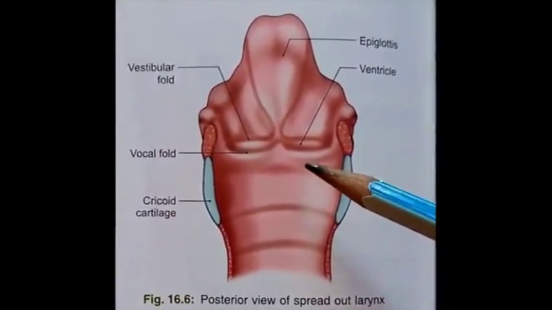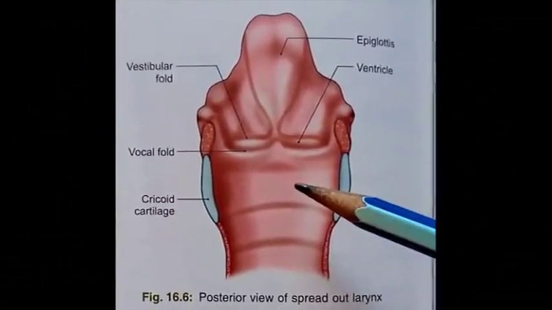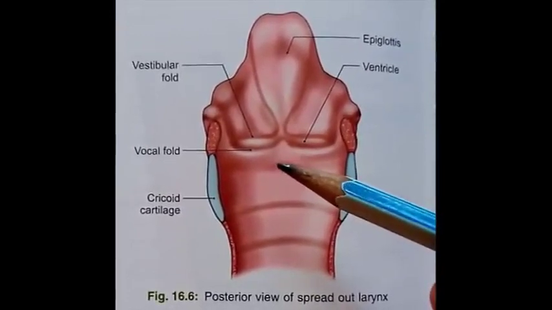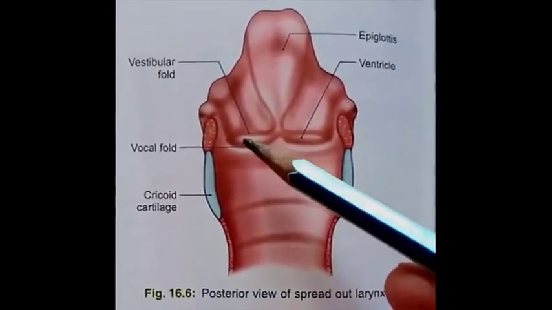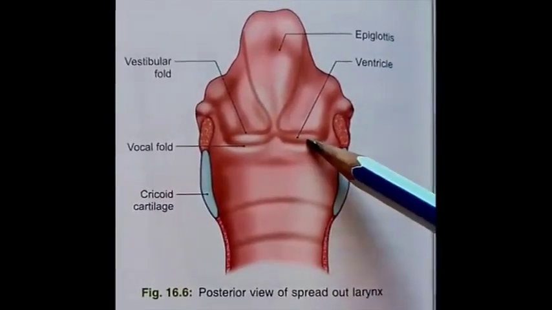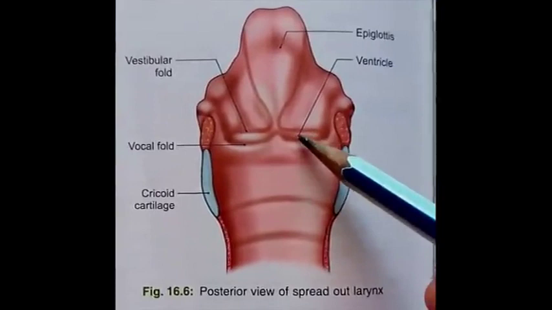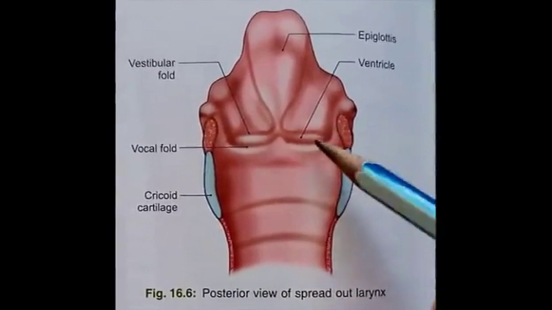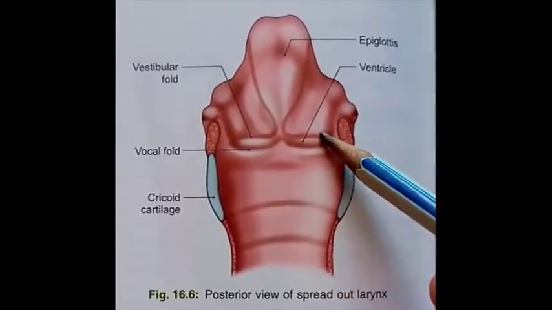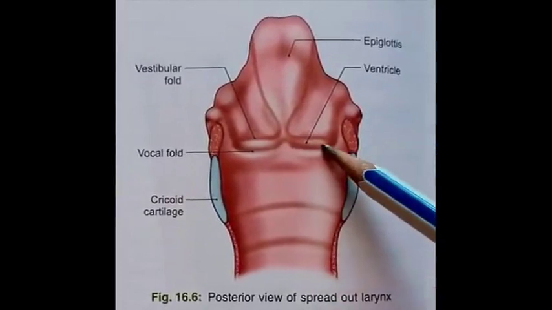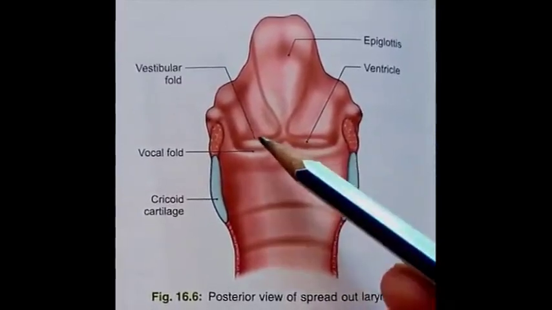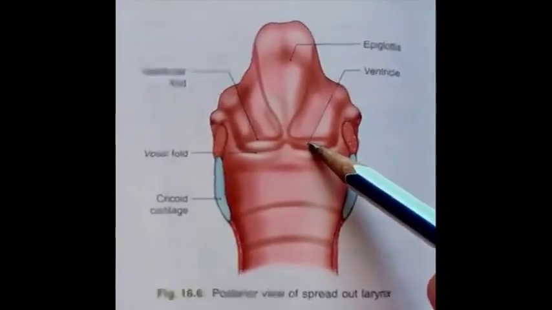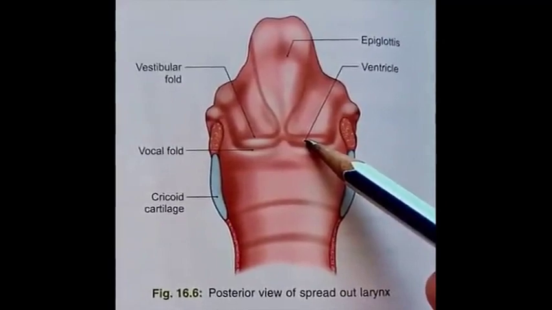This is the diagram in which the larynx is cut from the posterior aspect and spread out to view the internal structures. This is the left side, and this is the right side of the larynx. In this we can see two folds, and the folds of both sides are visible. The superior fold is known as the vestibular fold. The inferior fold is known as the vocal fold. And the gap between these two folds is known as the ventricle or sinus of the larynx. It is also known as the sinus of Morgagni.